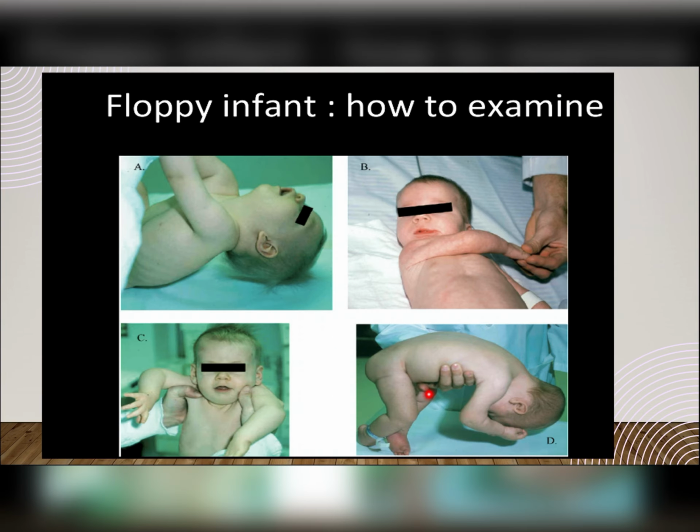So this is how a floppy infant is to be examined. The baby will have a ragdoll sort of appearance. The baby will be slipping through the hands. There'll be complete head lag when the baby is made prone, and when the baby is pulled to sit, there'll be complete head lag. Here we are demonstrating the scarf sign, the baby's elbow going towards the opposite side completely.